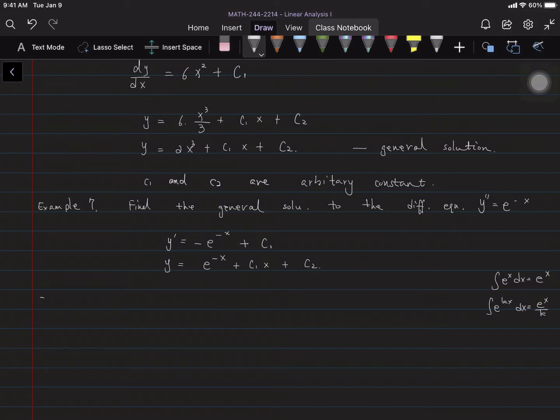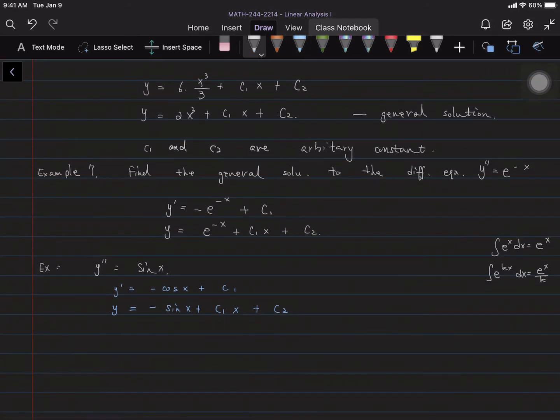Let's see. You can try this. If I say the second derivative equals this one, can you find the general solution? Let's do this problem. y prime equals the integral, the sign should be negative cosine x plus c1, and y equals the integral of that one. Integral of cosine should be sine. That's the general solution to this differential equation.